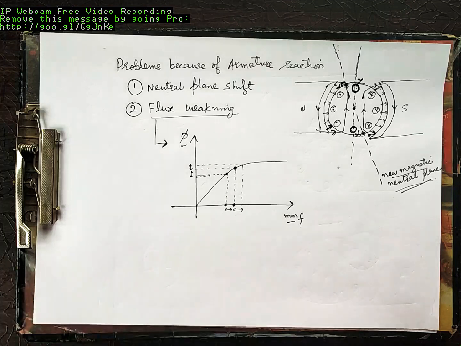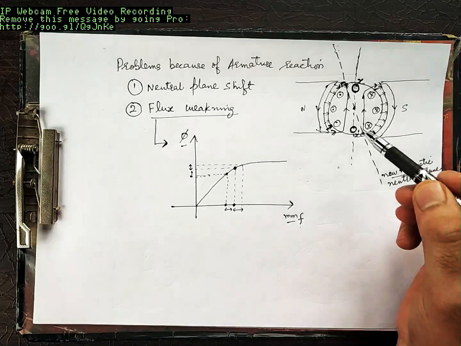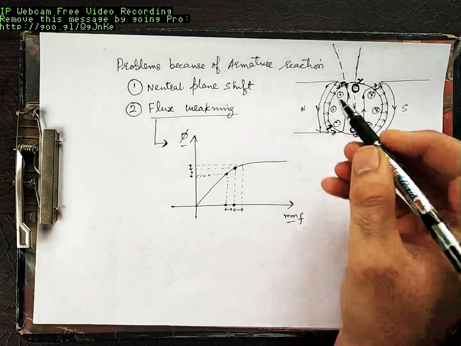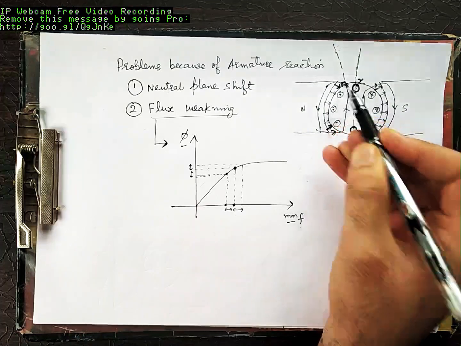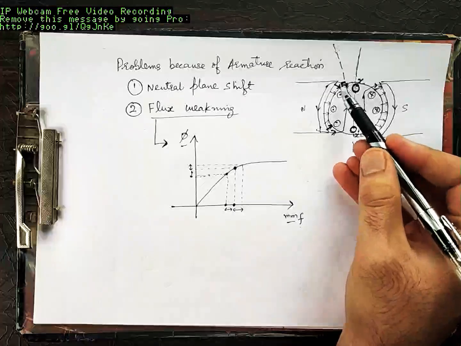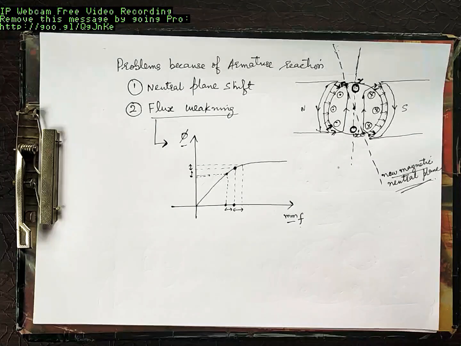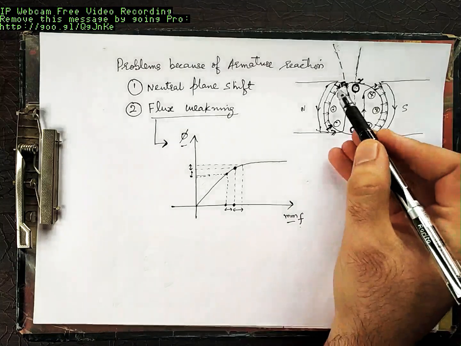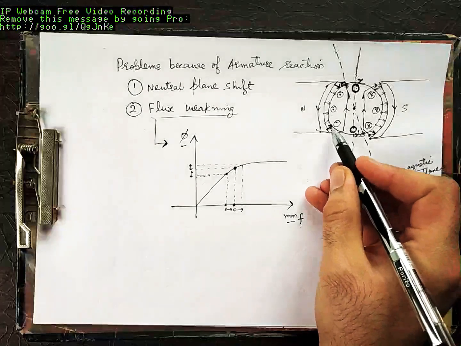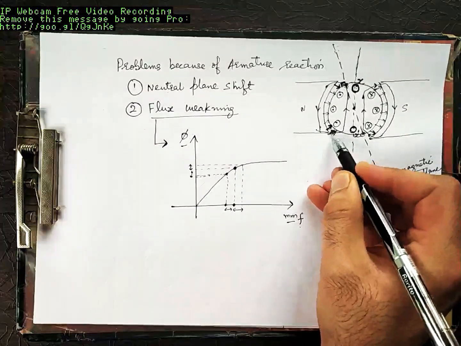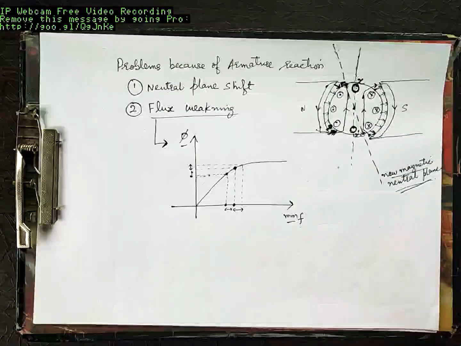Let me explain this in another way. Leave this for a second. Have a look over here. Here at this position, do the two MMFs add or subtract from each other? The two MMFs subtract from each other. And here the two MMFs, do they subtract or add to each other? They add to each other.